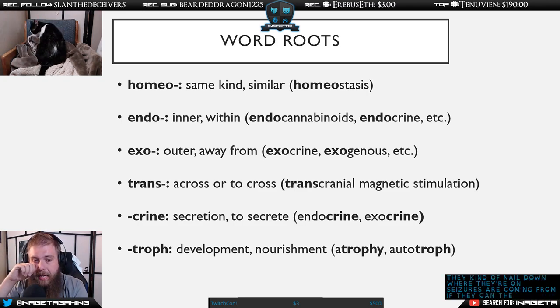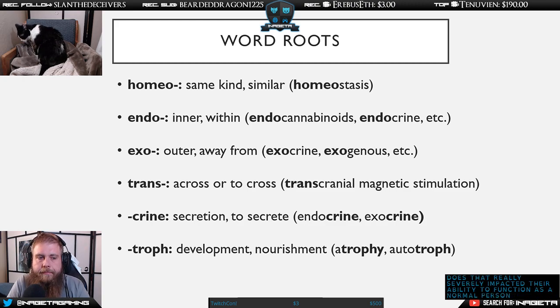If they can, they'll use TMS to tire out that part of the brain and then run some tests, to see how they function without that part of the brain. Is that a part of the brain they can remove safely, or does that really severely impact their ability to function as a normal person?